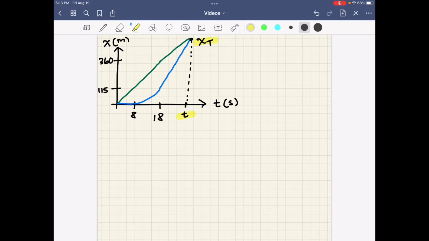Now let's try the velocity-time graph. I think that one's going to be easy too. So we have, there you go.